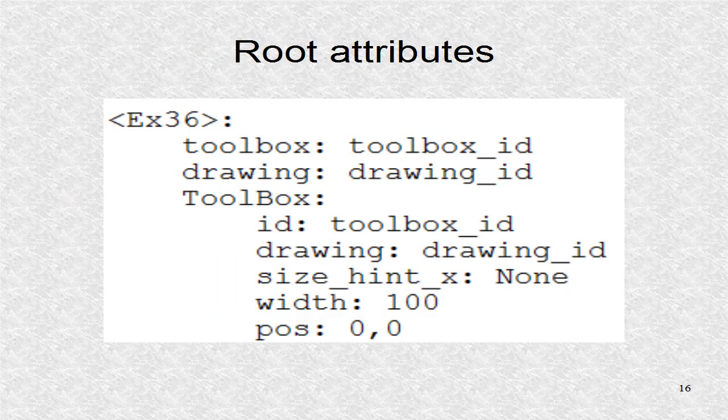16. In the root class, attributes are created to point to toolbox and drawing class. The toolbox ID is set and it creates its own drawing attribute. We could have renamed it if we had wanted, however that adds only confusion. The toolbox will only use the first 100 pixels of the screen.